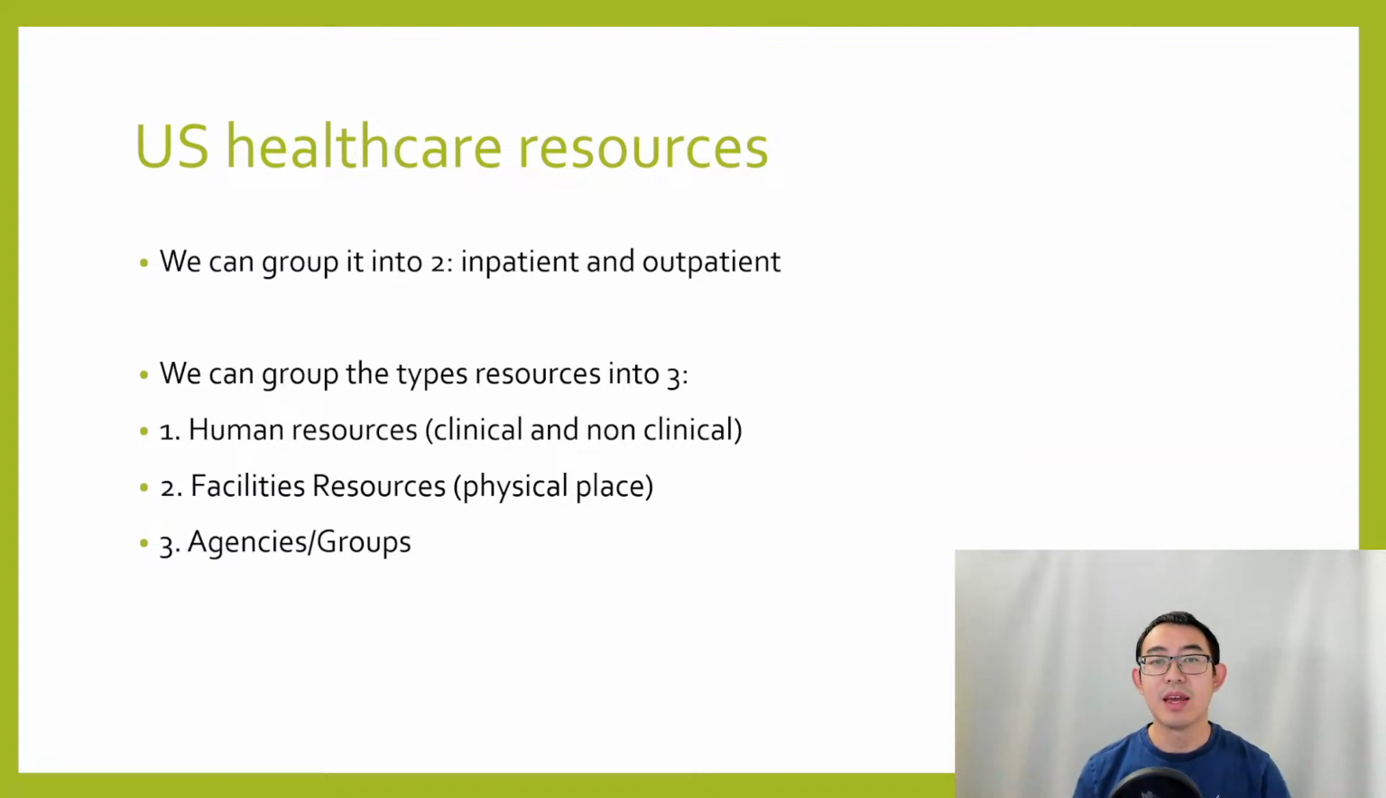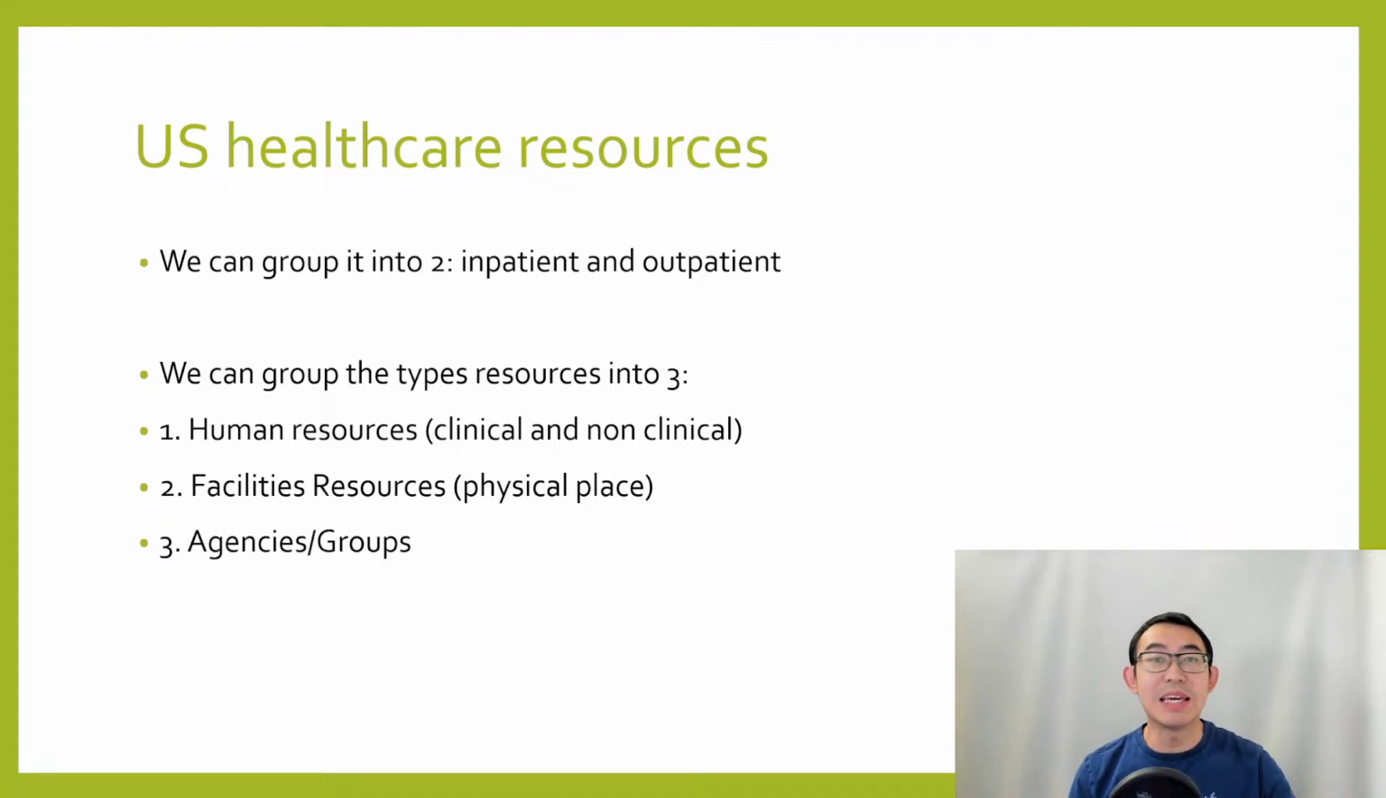Makes sense, right? And we can group the types of resources into three types: the human resources, so that's going to be the humans, right? The facilities resources, which would be a physical place, and the third one is the agencies or groups. Before we use a patient example, let's think about some examples of the resources.